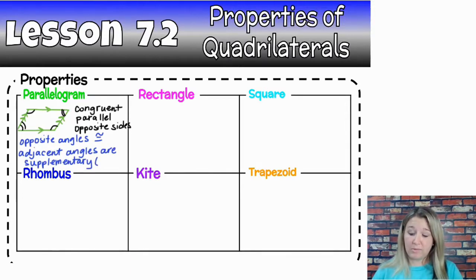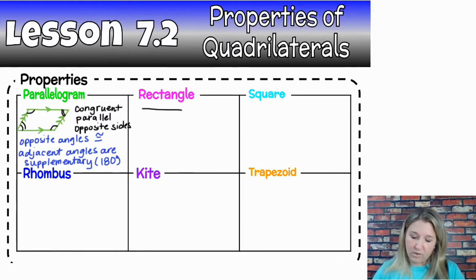All right, so remember supplementary just means that they're going to add up to be 180 degrees. So they're right next to each other, they'll add up to be 180. All right, the next one we're going to look at is a rectangle. A rectangle, by definition, actually ends up being a parallelogram, but not all parallelograms are rectangles, because rectangles must have right angles, and for a parallelogram, that's not a condition.